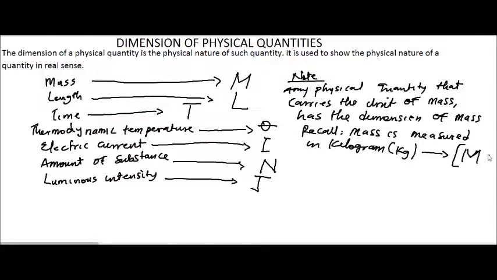It is always in square bracket. Sorry, I didn't put it here. They are all in square brackets. So any physical quantity that carries the unit of mass, once it is measured in kilogram, has the dimension of mass.